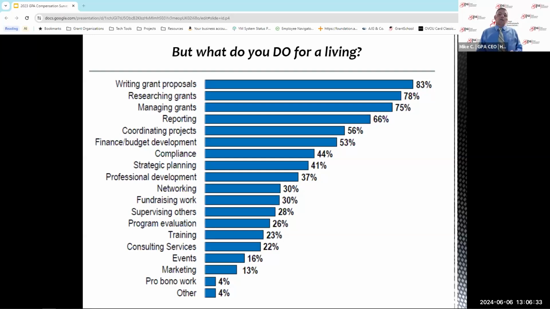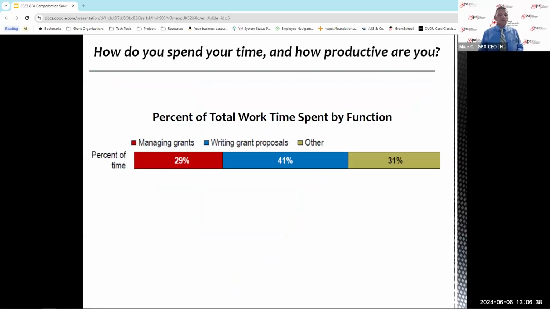When we break it down one more level, let's look at the mix of responsibilities that you have. The mix shows that grant professionals spend a mean of 41% of their time writing grant proposals, 29% managing grants, and 31% on all other responsibilities. This breakdown has remained consistent over the last two years. Now, when you get to the medians, the report shows much lower medians for managing grants and other responsibilities.